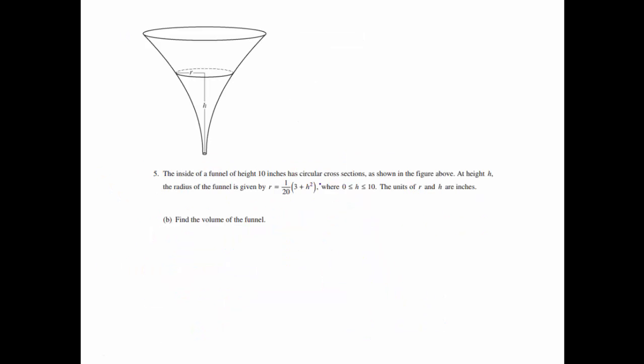Okay, part B says to find the volume of the funnel. The first thing that we know is they are circular cross sections. And I can notice if I look at these cross sections, because I see the circle right here, I can see that those cross sections are perpendicular to the h. So we want everything in terms of h, which everything is. So it's quite a nice setup.